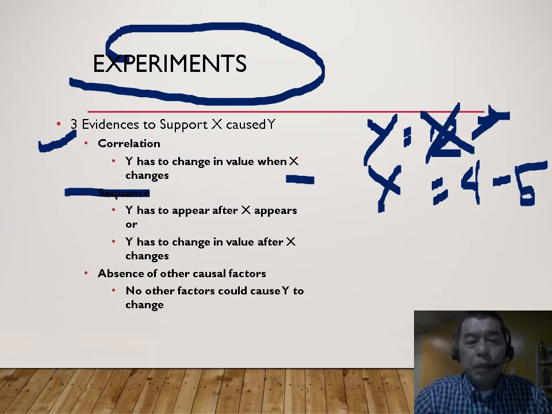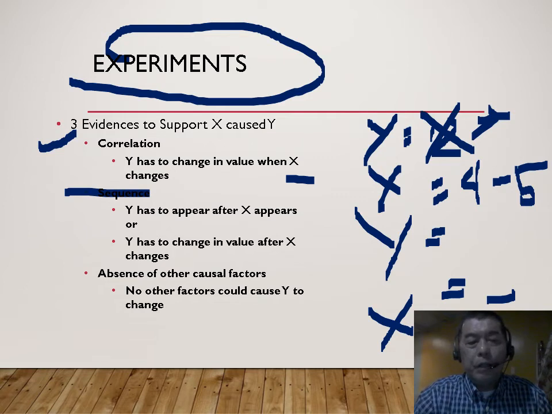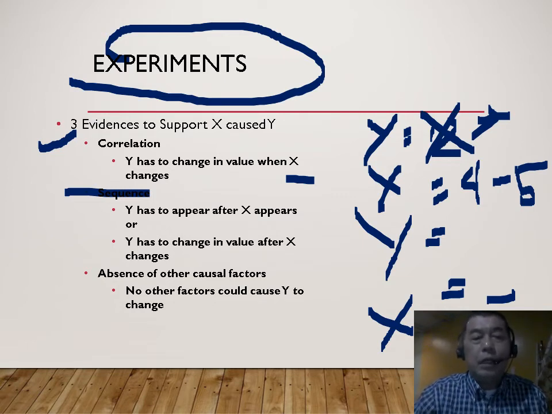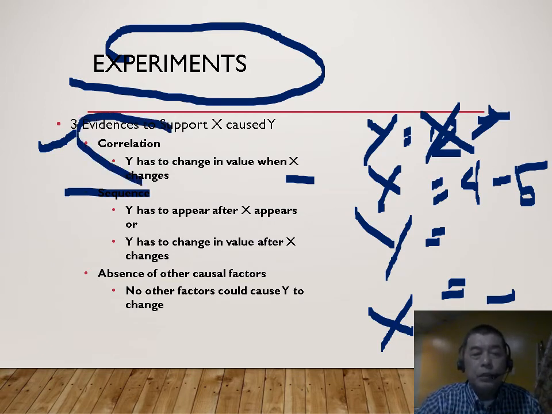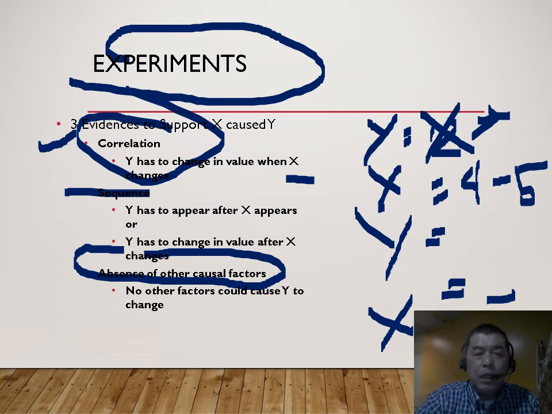In sequence, Y has to appear after X, or Y has to change in value when X changes in value. Same with correlation. And absence of other causal factors, no other factors could cause Y to change. Okay? So these are the three evidences to support X causing Y: correlation, sequence, and absence of other causal factors.